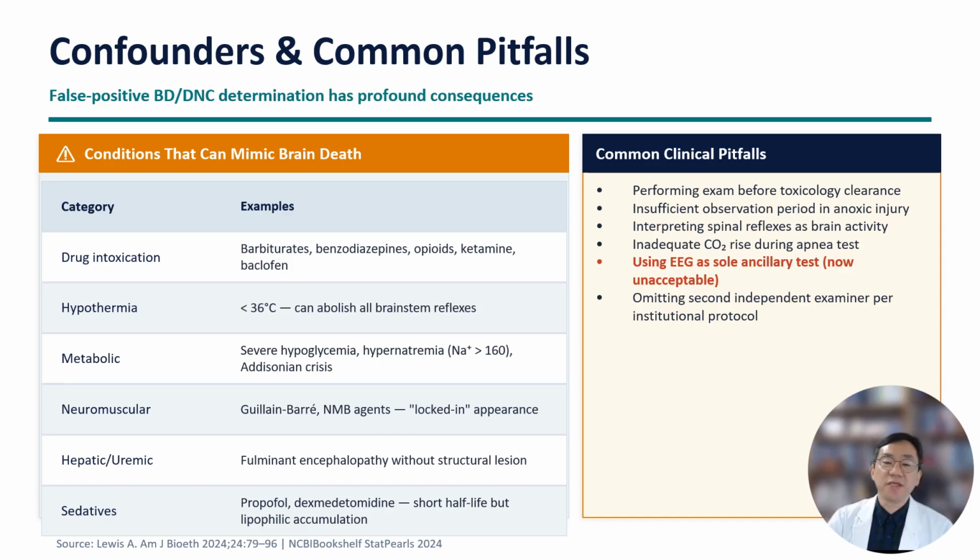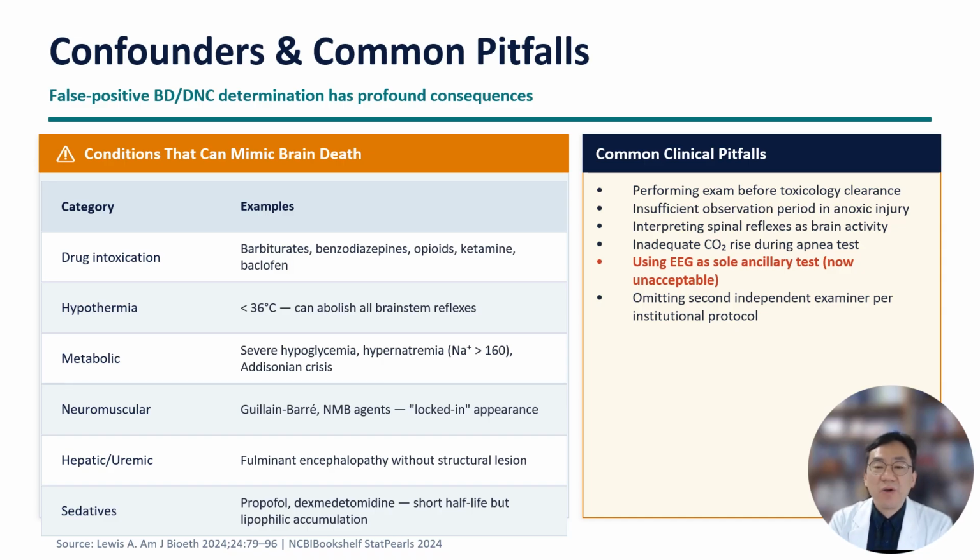Several metabolic derangements, profound hypoglycemia, severe hypernatremia above 160, adrenal crisis. Neuromuscular conditions like Guillain-Barré can produce the locked-in appearance. And even short-acting sedatives like propofol or dexmedetomidine can accumulate, especially in patients who have been on them for a long time. And a common critical error is performing the exam before the toxicology has been cleared.